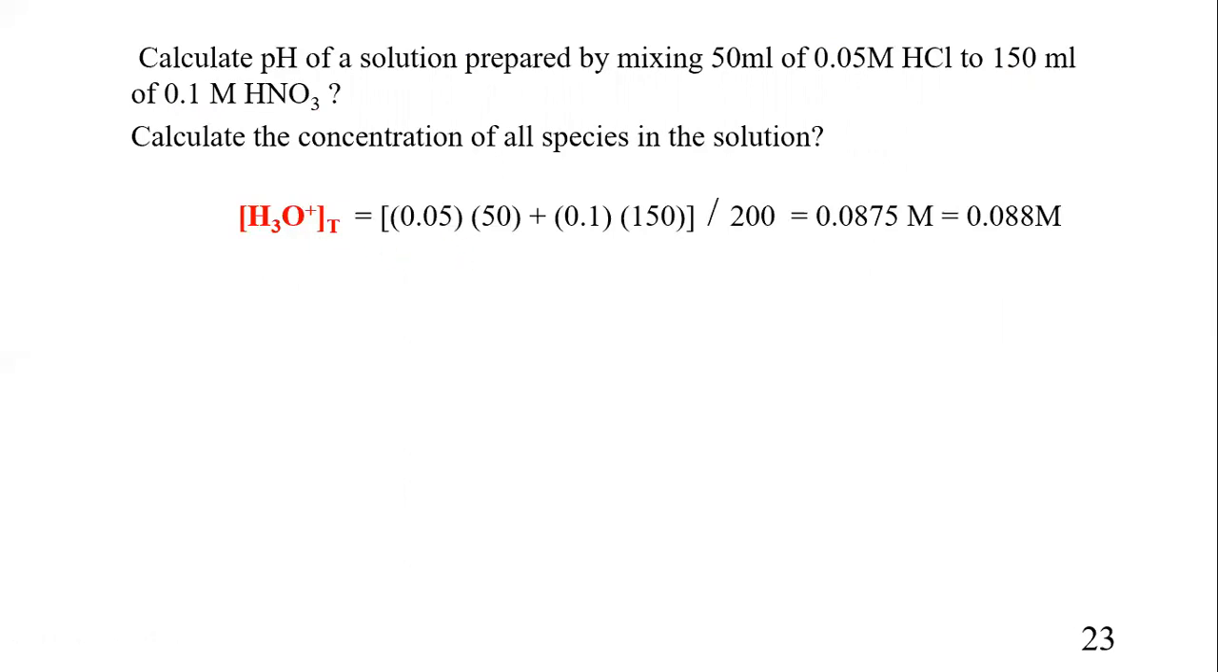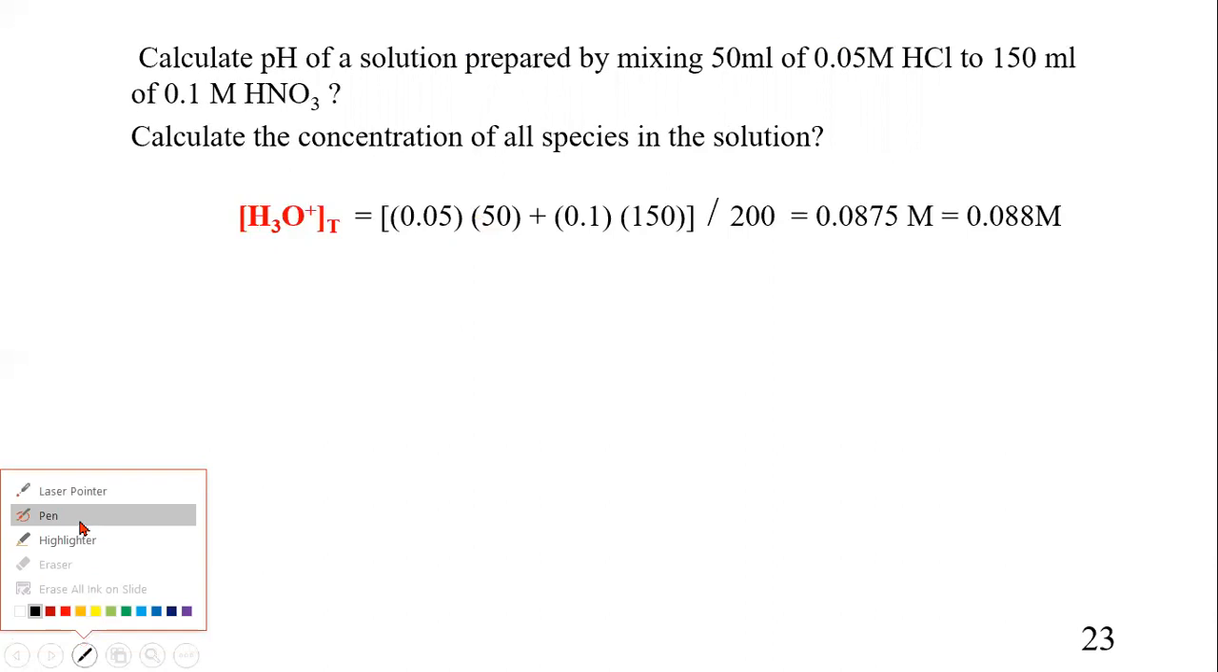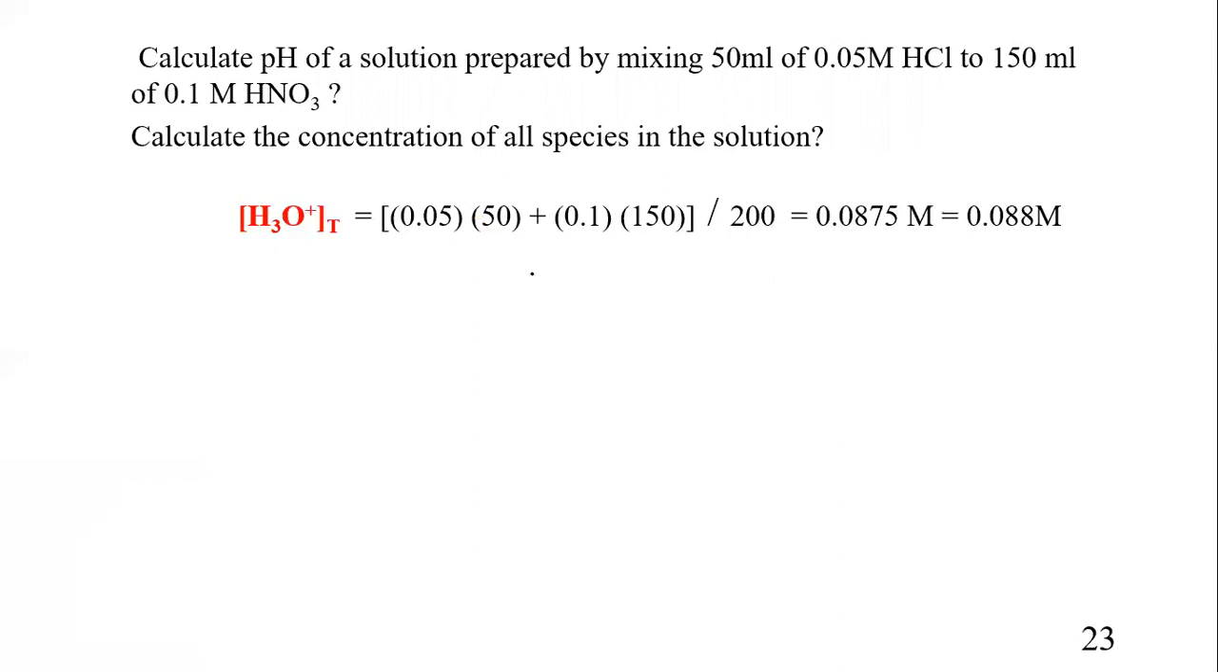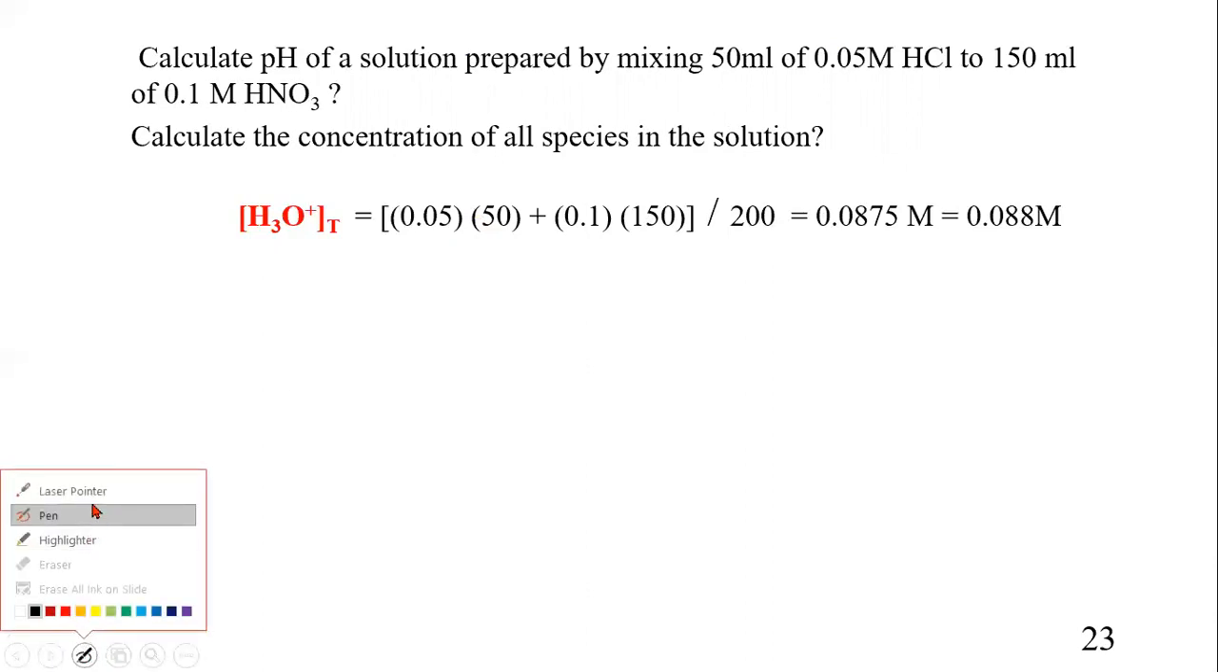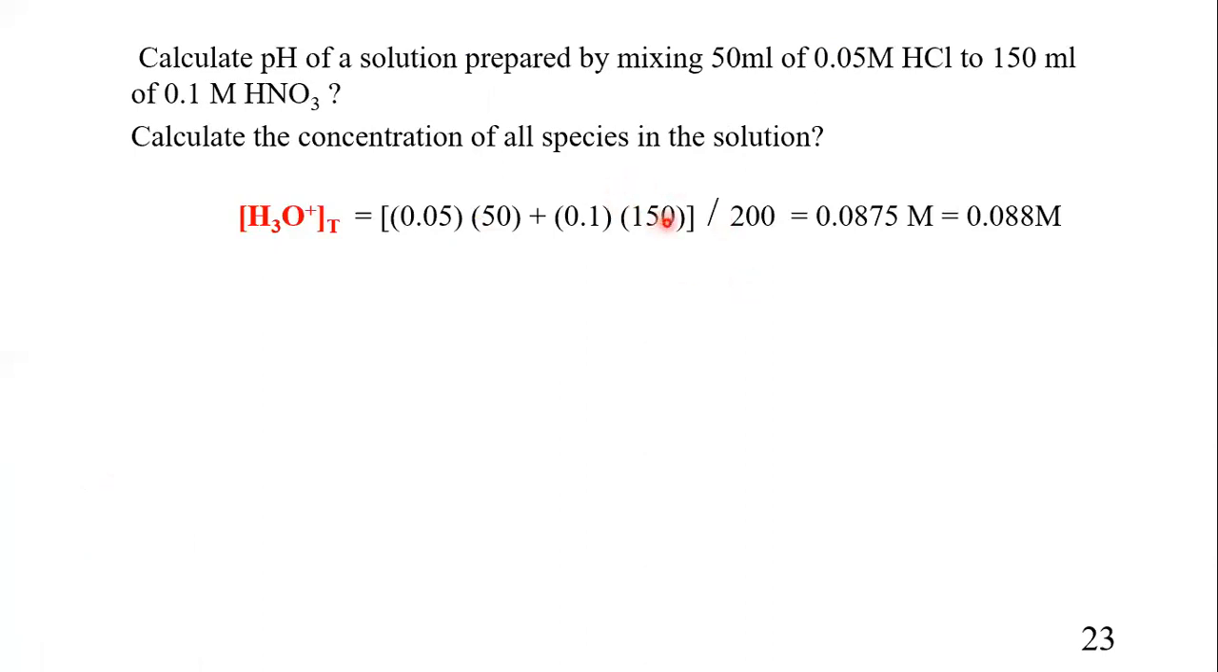Concentration of the first acid times the volume, plus concentration of the second acid times the volume, divided by the total volume. Make sure you do all the upper part together and then divide by the total volume. Notice I kept the volumes in milliliters, and the reason is because it's a ratio, so the milliliters eventually cancel out. You don't have to convert to liters. And the concentration of H3O+ total comes out to be 0.088.